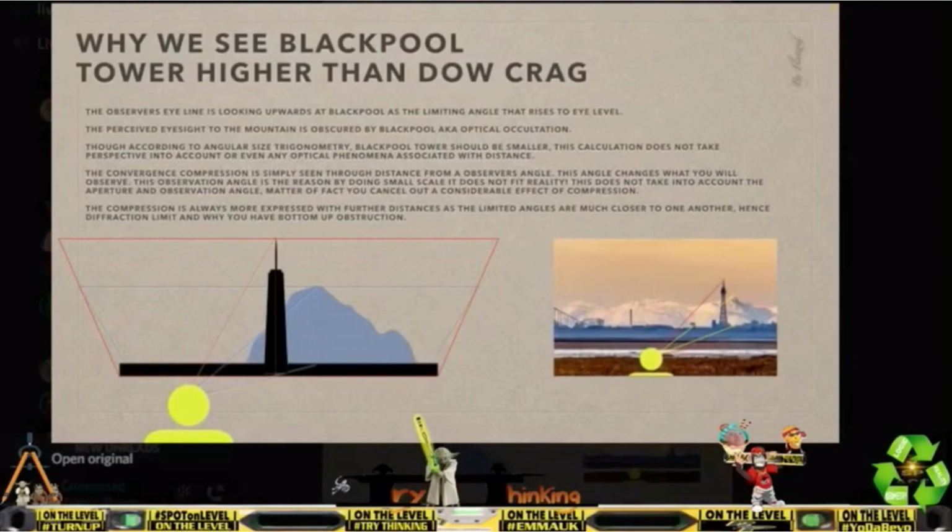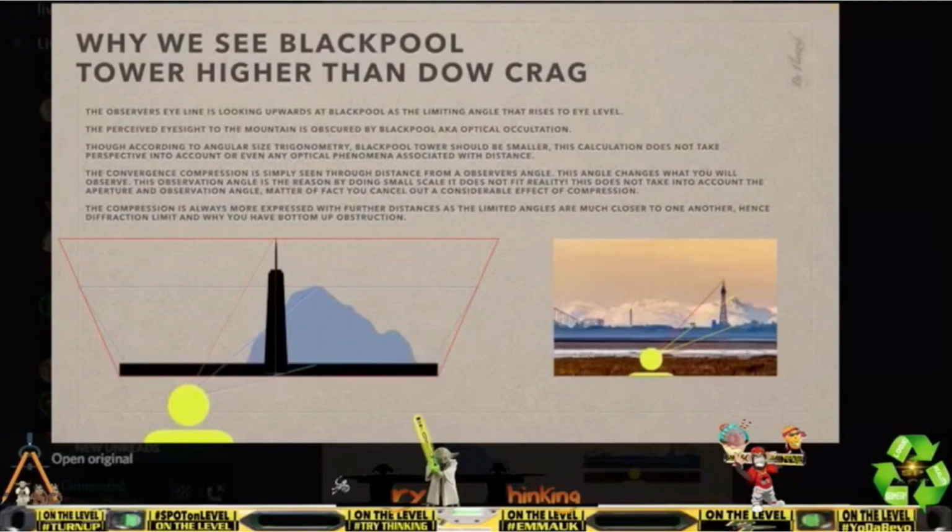The observer's eye line is looking upwards at Blackpool at the limiting angle, and that rises to eye level. Perceived eyesight to the mountain is obscured by Blackpool, aka optical occultation. Though according to angular size trigonometry, Blackpool Tower should be smaller. This calculation does not take perspective into account or even any optical phenomena associated with distance. The convergence compression is simply seen through distance from observer's angle.